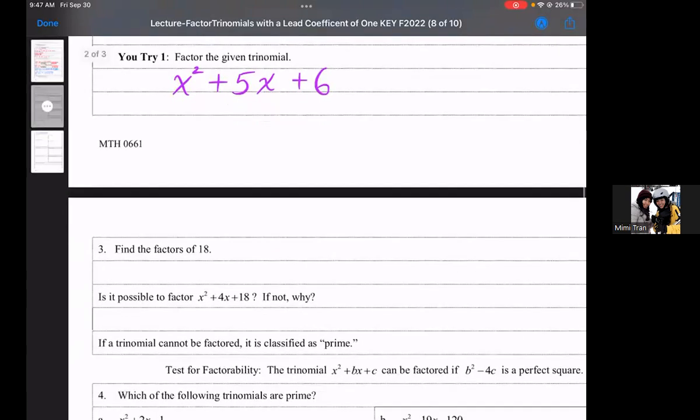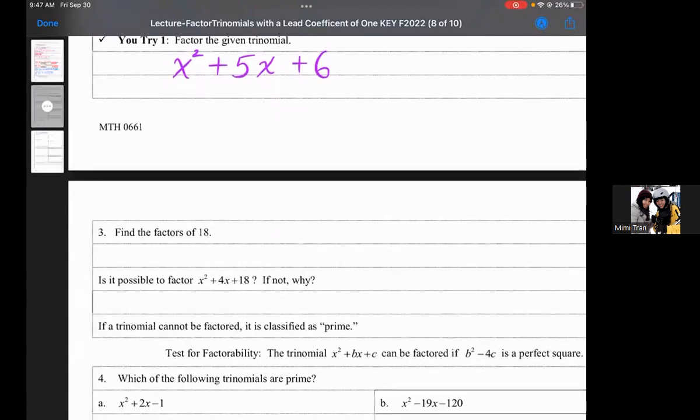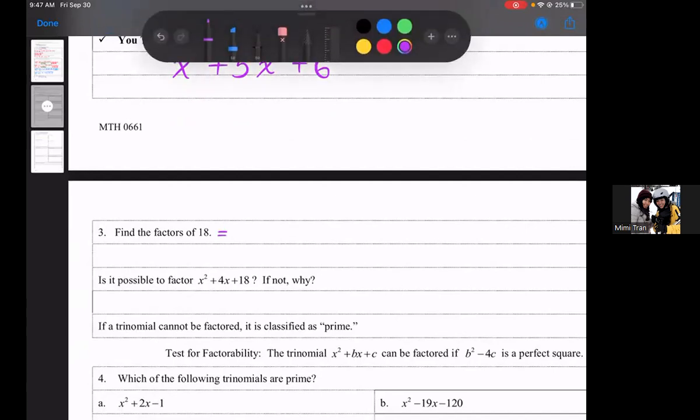All right, not too bad. Find the factor of 18. So what are the two numbers that multiply to 18? That's what they're asking. So let's, 36. For me, you know what, 36 is good.